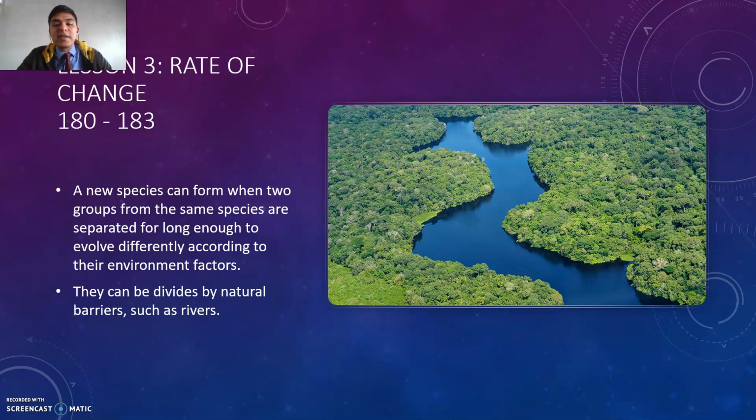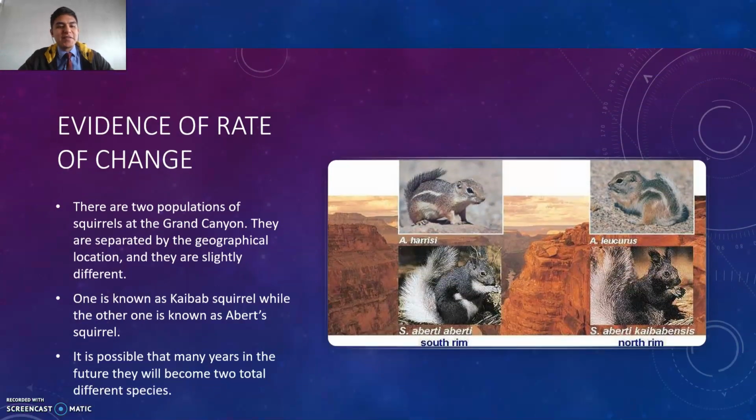It's possible that the right side of the river is different than the left side of the river. And there are different environmental factors that might lead to different mutations and different adaptations in both groups of squirrels. So with thousands, probably millions of years, it can happen that those groups of squirrels develop into different species. That's just one example of the rate of change.